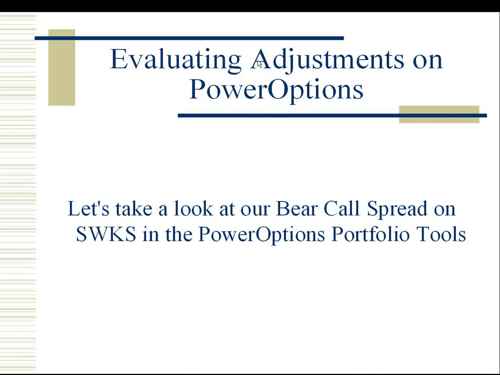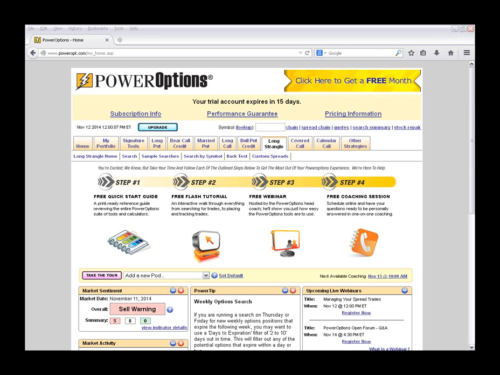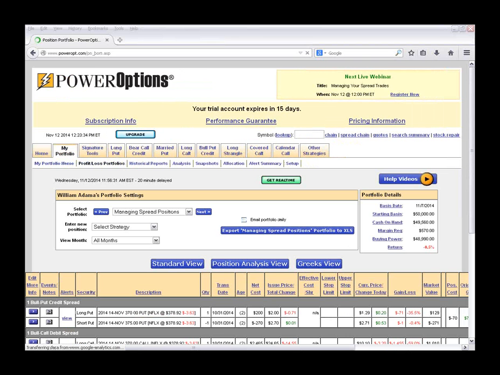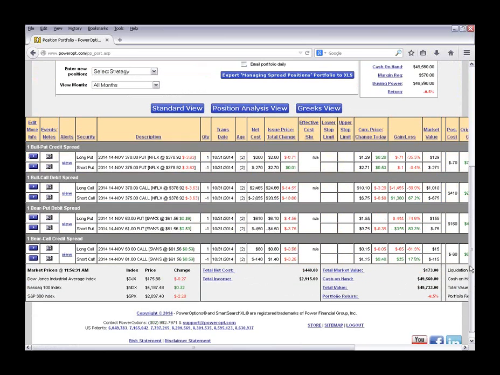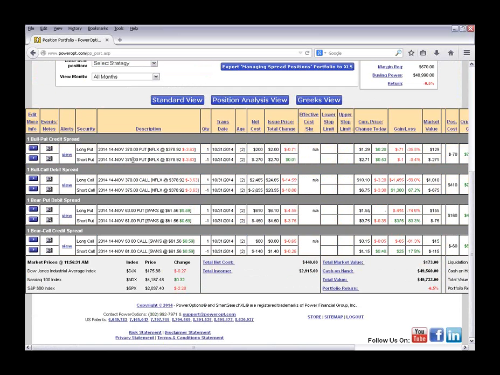We're going to jump right in. Let me just change our screen, folks. We're going to jump right in to the portfolio tools where we track and manage our open positions. I'm going to go into the profit and loss portfolio here, and I've got my 4 spreads entered that we're going to look at today. We're later going to look at the bullish spreads for Netflix, but right now we want to focus on our bearish spreads. And down at the bottom, here's our bearish spread on Skyworks.